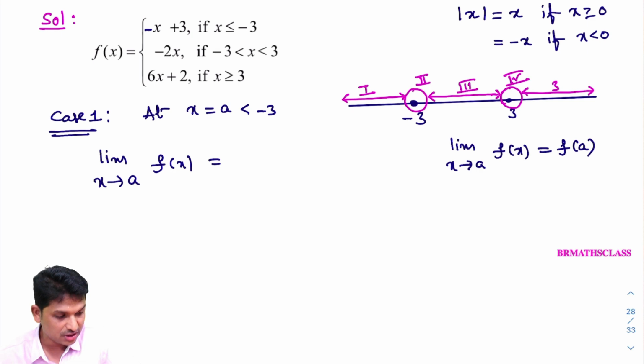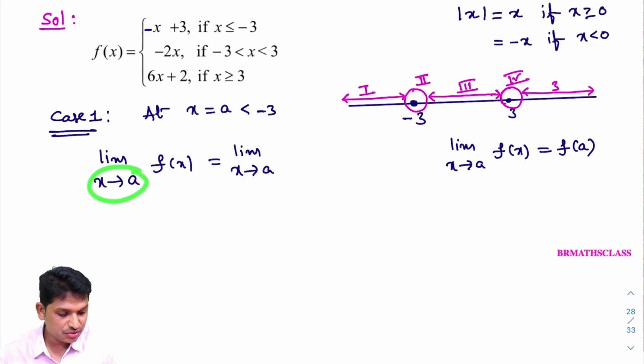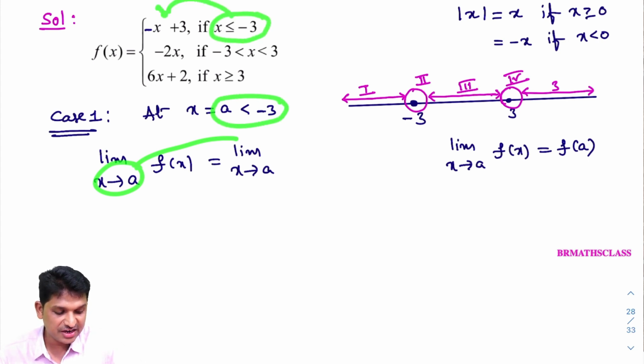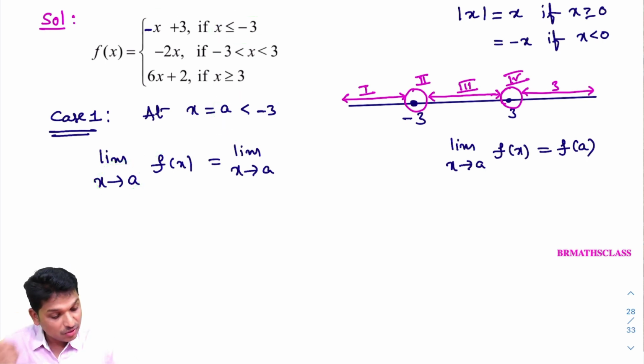That equals limit x approaches to a. Here, x approaches to a. Which function to choose? X approaches to a value that is less than minus 3. When a value is less than minus 3, we need to choose the first function. What is the first function? Minus x plus 3. So the function is minus x plus 3. I hope you understand this.